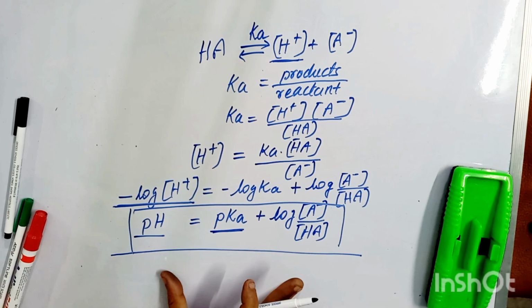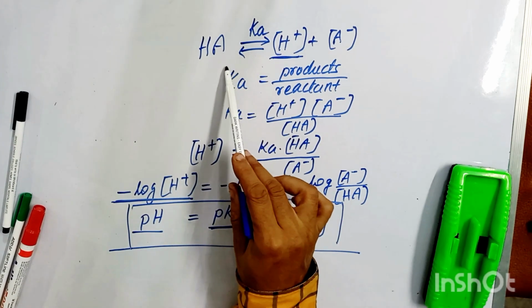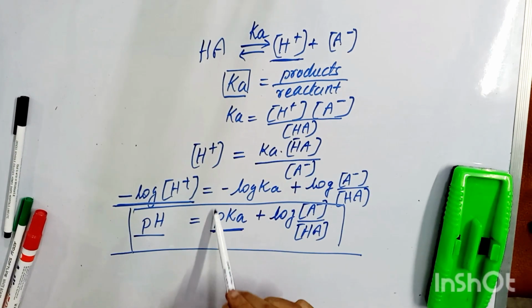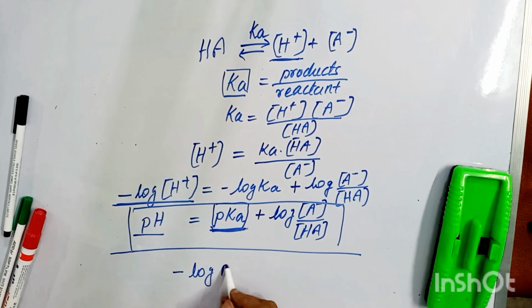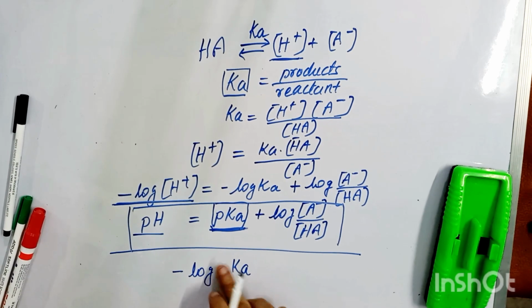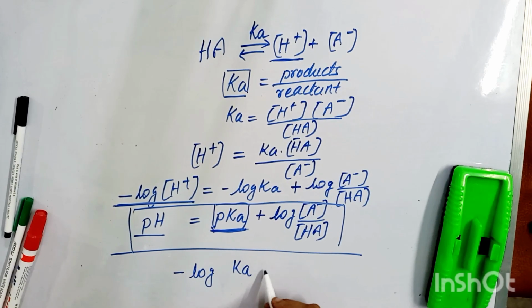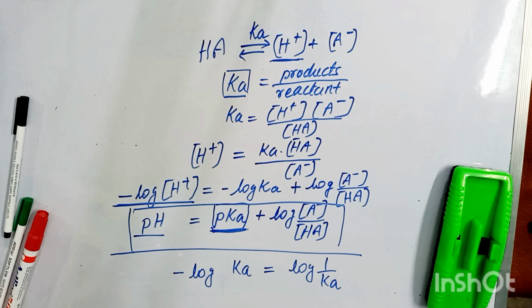So what does this equation tell? It tells that the negative log of Ka is pKa, and the negative log of pKa is log of 1 by Ka.